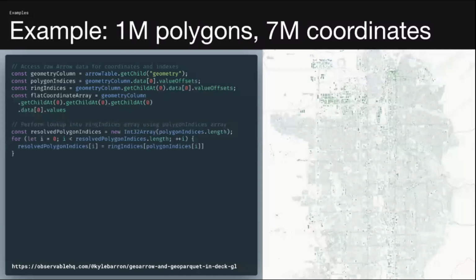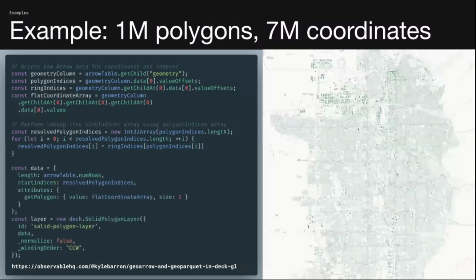There is one step here that we have to do extra because in Arrow, the polygon indices point into the ring indices, and deck.gl expects the polygon indices to point into the coordinate array. So we do have to perform the lookup between these 2 arrays, but that takes like 10 or 20 milliseconds. And then we can just pass this data into the solid polygon layer, and that's it. So here, we need the indexes where each polygon starts, we need the total number of geometries, and we need the coordinate array. But that's all the information that we need, and that's all provided really by GeoArrow.